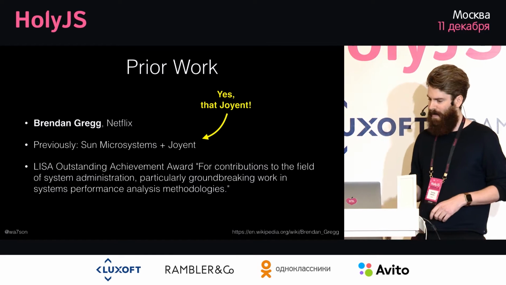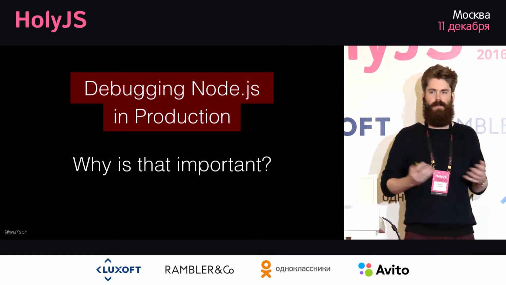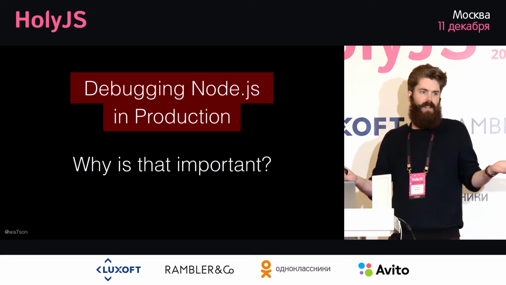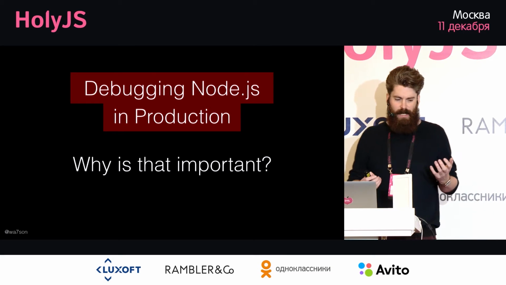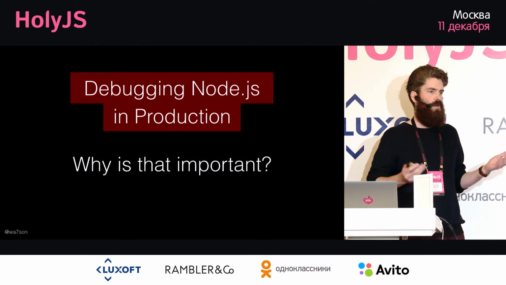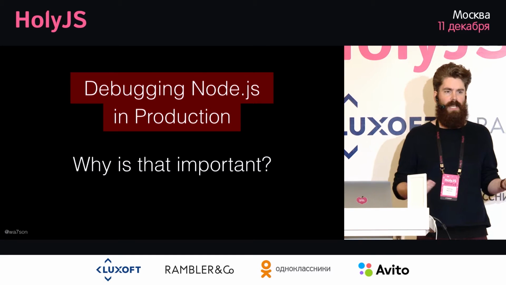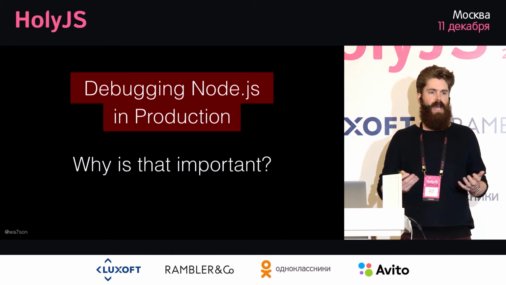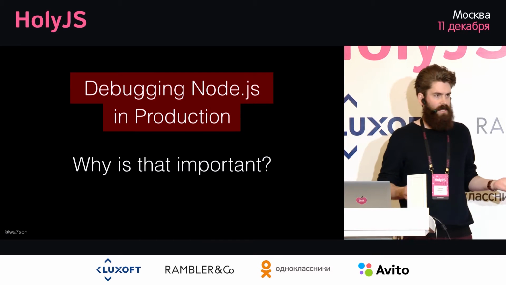In any case, why is it important to be able to debug Node in production as opposed to your development or staging environment? It's important because sometimes bugs and performance issues only appear in production. You have no way of reproducing them locally, and the only source of the problem you have is in your production system. So that's why that is important.